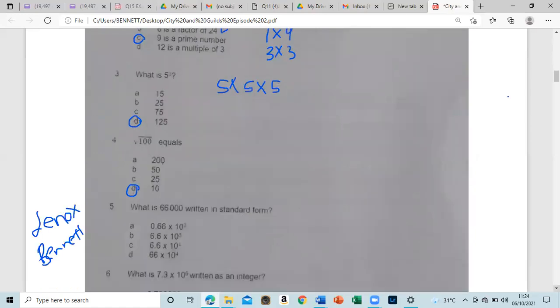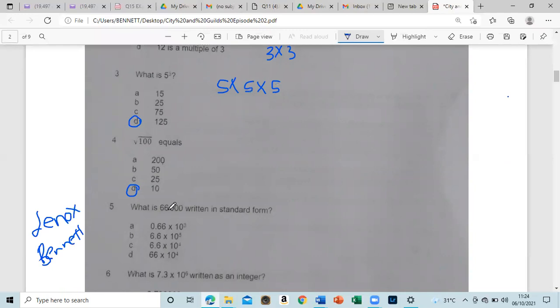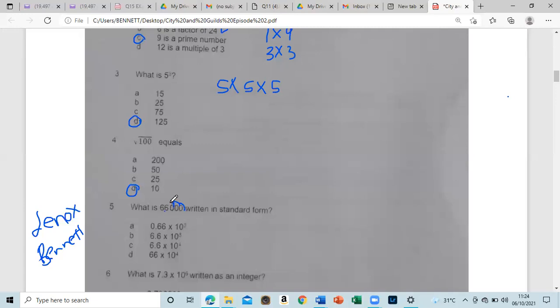What is 66,000 written in standard form? Remember, we're going to carry to the first natural number, so the decimal point is right here now. Let's just count the number of places: 1, 2, 3, 4. So it will be 6.6 times 10 to the 4th.